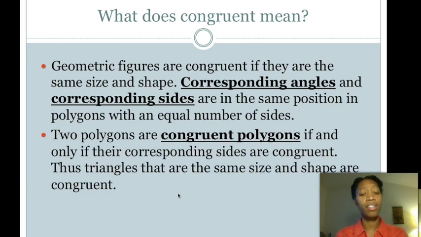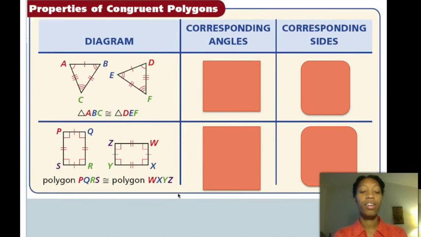Two polygons are congruent polygons if and only if their corresponding sides are congruent. So if the sides of one are the same size as the sides of the other, then yes, they're congruent. So let's look at these two triangles and decide whether or not they're congruent.